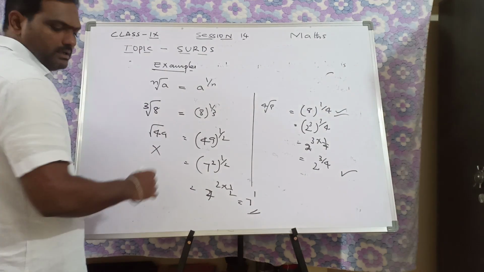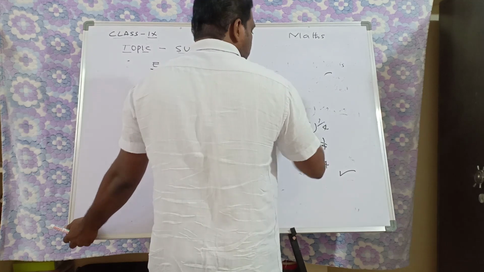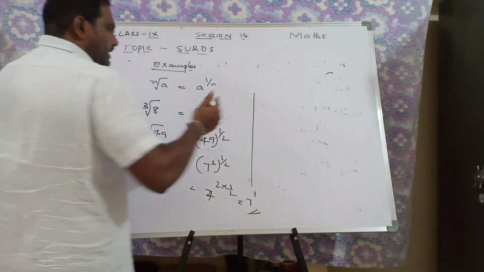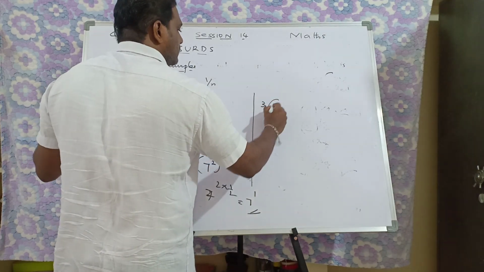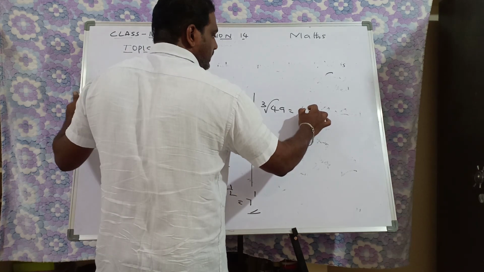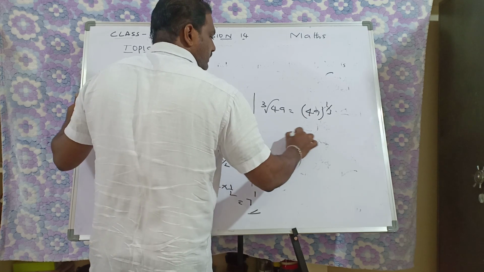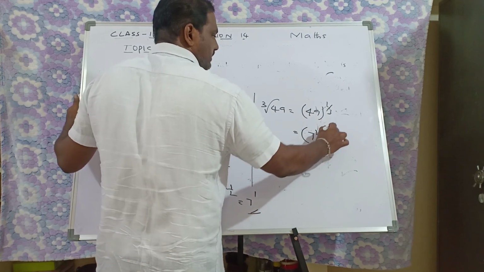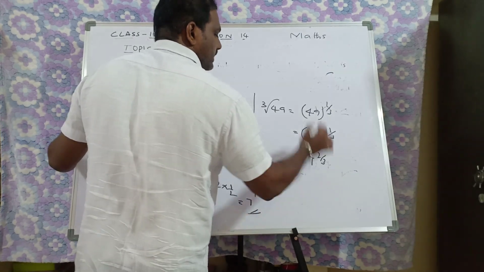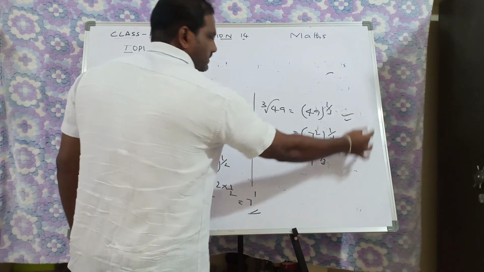The same question, the square root of 49 was given. Suppose I change it: is the cube root of 49 a surd or not? What's your answer? Yes, because 49 whole power 1 by 3, and 49 can be written as 7 square, so 7 square whole power 1 by 3 is 7 power 2 by 3. There is no chance of cancellation, so that's why it is a surd.